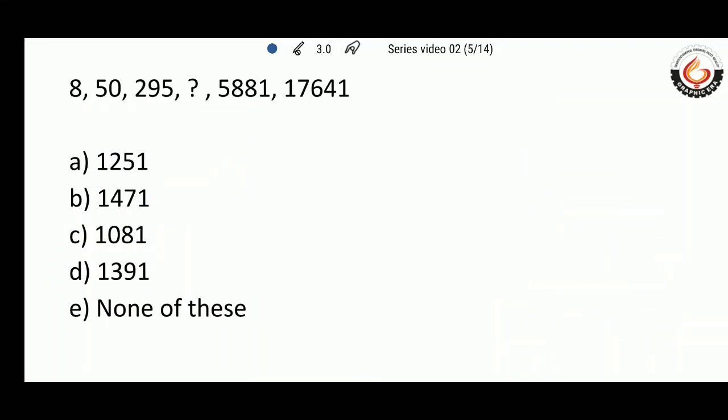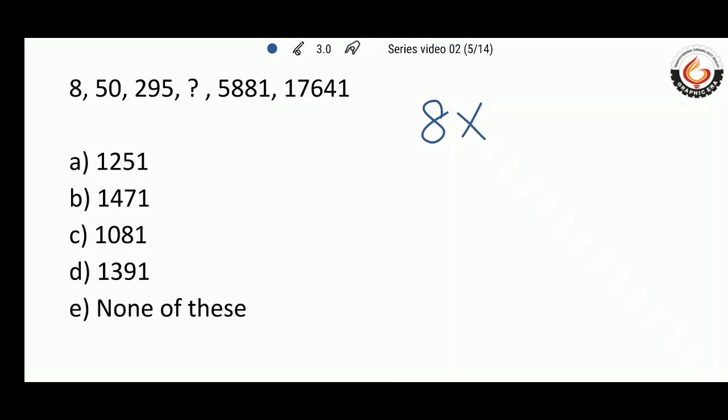Next, this one. Now in such type of questions, when we see that the numbers are increasing multifold, like 8, then 50, then 295, then it goes to thousands. It means there is not just addition, there is multiplication as well. Like what I can see is 8 into 7 is 56. 8 into 6 is 48. So if I multiply 8 into 6, that becomes 48 plus 2, 50. Or it is 8 into 7.